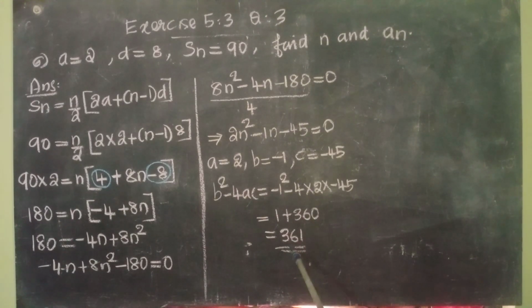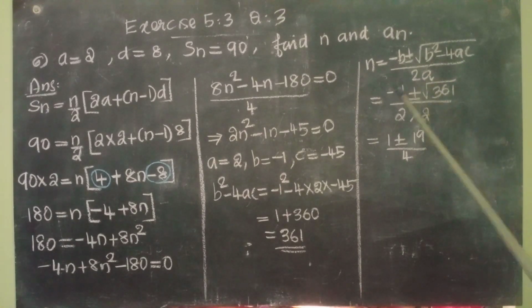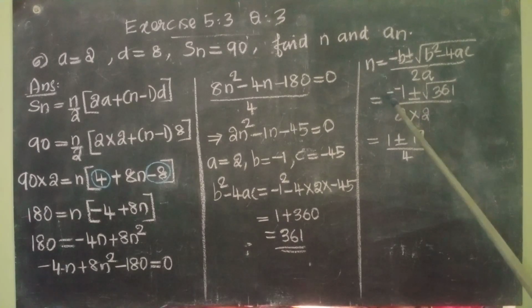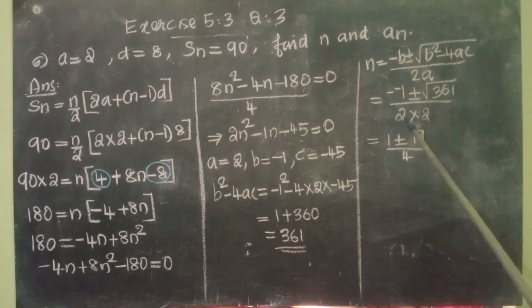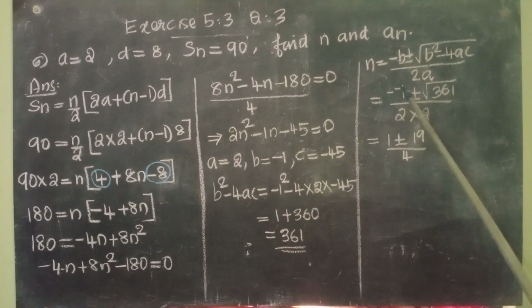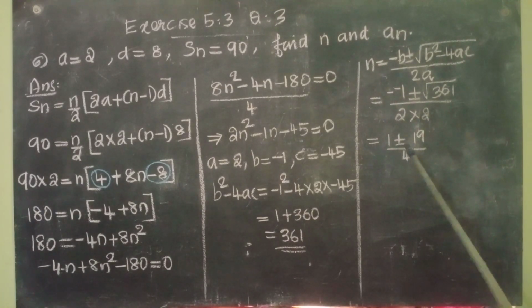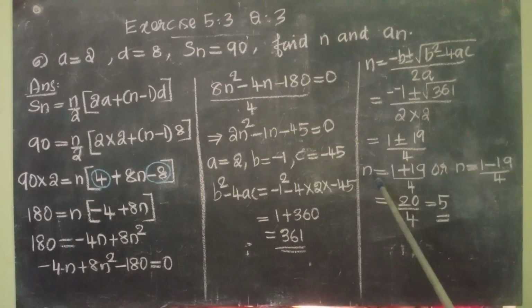Now we can find out n. n equal to minus b plus or minus root of b square minus 4ac, whole divided by 2a. That is equal to minus 1 plus or minus root of 361, whole divided by 2 into 2. That is equal to, minus 1 is plus 1, plus or minus root of 361 is 19, whole divided by 4. Now we can split it. So n equal to 1 plus 19 by 4 or n equal to 1 minus 19 by 4.